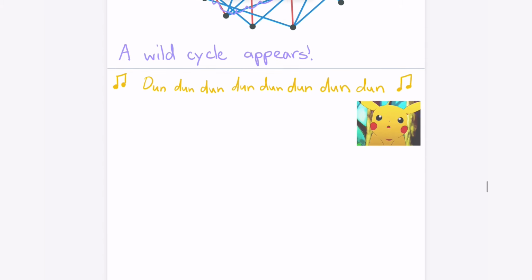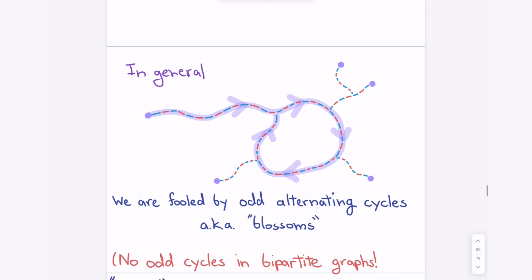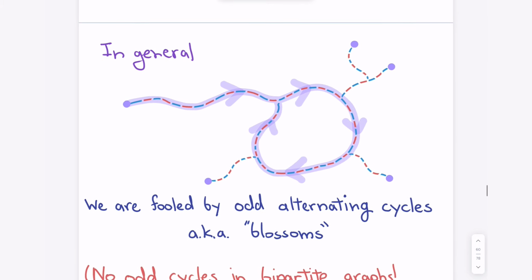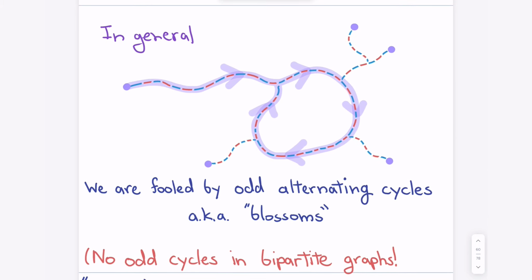So, good. In general, we're getting fooled by these odd alternating cycles. They're also called blossoms, which we'll break down. Now, odd cycles like this can't happen in a bipartite graph, right? So this is just something that wouldn't normally happen.